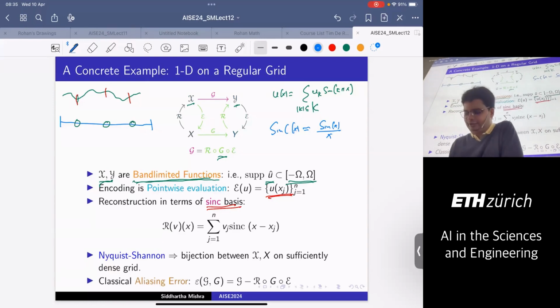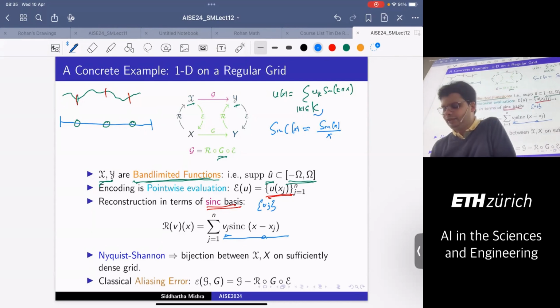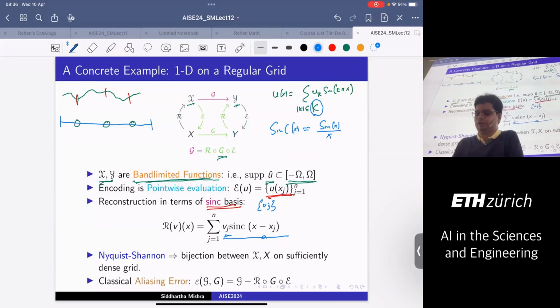And then what you do is that if you have been given finitely many quantities, Vj, so this is the values in the grid, and then you just form this basis expansion. So this is the sinc basis, right? And as long as your grid is dense enough, so let's say that your cutoff frequency is k, and if the number of points is twice that, or a little more than twice that, then you have a very famous theorem from signal processing, harmonic analysis, which is called the Nyquist-Shannon theorem.